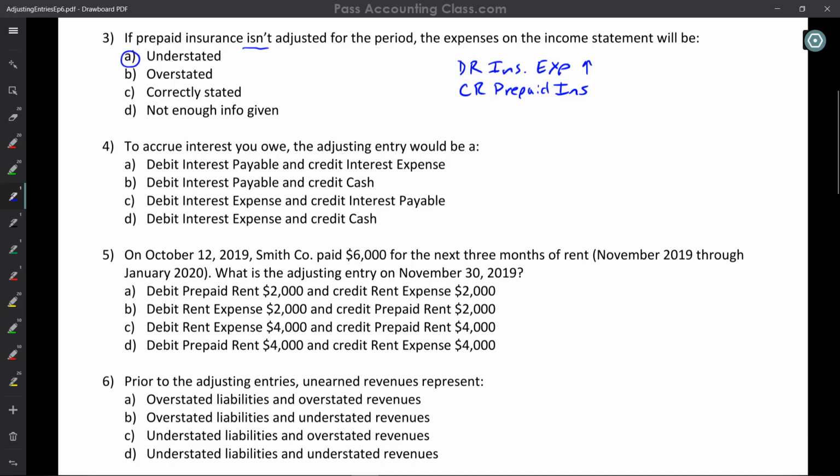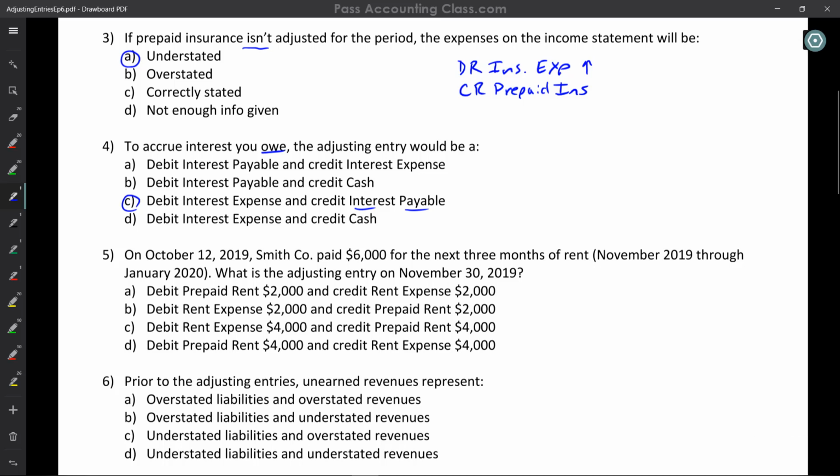For question 4, it says to accrue interest you owe, the adjusting entry would be a debit to interest payable and credit interest expense, debit interest payable and credit cash, debit interest expense and credit interest payable, debit interest expense and credit cash. So if we owe something, that means it's a liability. To increase the balance of a liability, we need to credit it. So we're looking for a liability account that we would credit, and we have one here in C. It's interest payable. And that makes sense. If we owe interest, that means we were going to pay it. So that's interest payable. And then we would debit interest expense. So the answer here is going to be C.